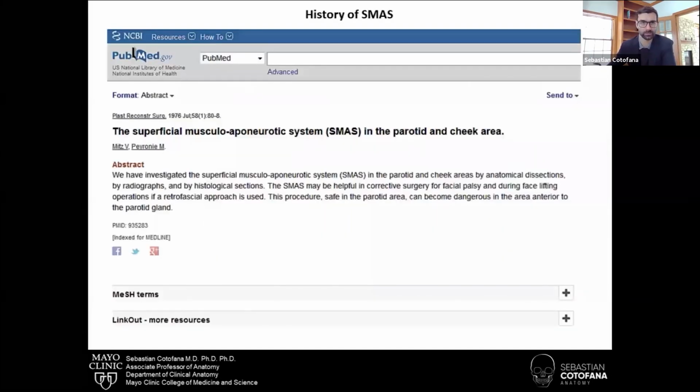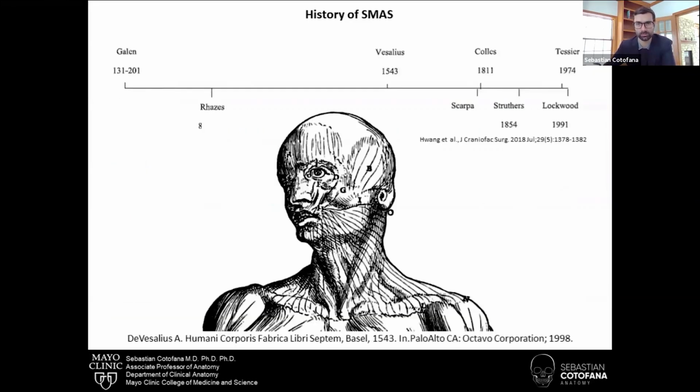The first publication is this one in Plastic and Reconstructive Surgery in 1976 by Mitz and Peyronie, but they were absolutely not the first ones, because the first description of a superficial fascia goes back to Galen, very, very far back. And the superficial fascia was described in the face, but there's also superficial fascia in the abdomen, which is called Scarpa's fascia. And there's another fascia in the perineum, which is called Colles' fascia, which is also superficial fascia. So there are different fascias across the whole body, and they have a very important role to protect and to provide mobility for the overlying structures.